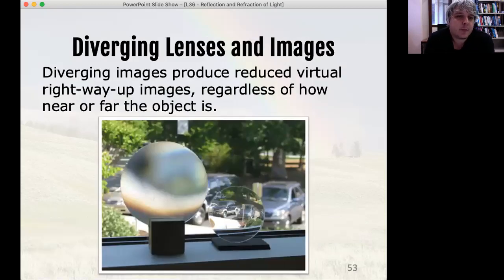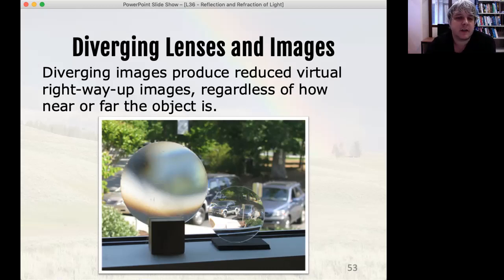Diverging lenses produce reduced virtual right way up images, regardless of how near or far the object is. So the convex or converging lenses that we were just talking about, if you had the object between the lens and its focal length, then you would see an enlarged virtual image. That's what a magnifying glass is doing. If you have the object greater than the focal length away from the lens, then you can create a real image on a wall, right? You can create a real image that you essentially project somewhere.